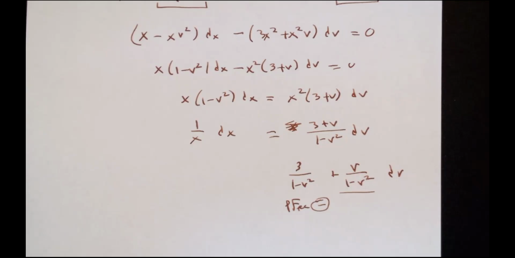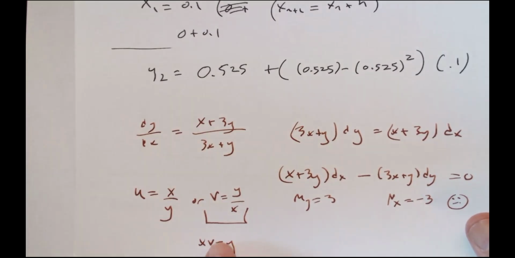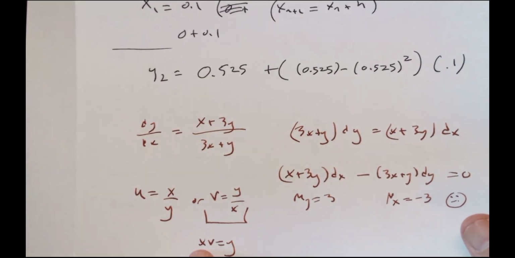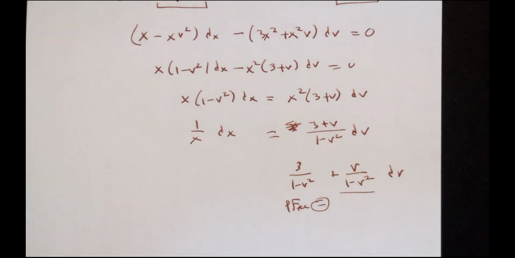So now I do the integrals. Once I've written out my equation, Noah, v equals, then I go back and substitute and write y equals. So once I get done and write v equals here, then I can write y is x times v. Make sense?